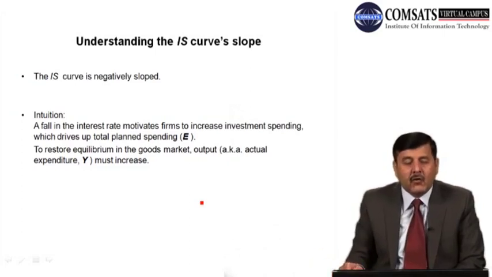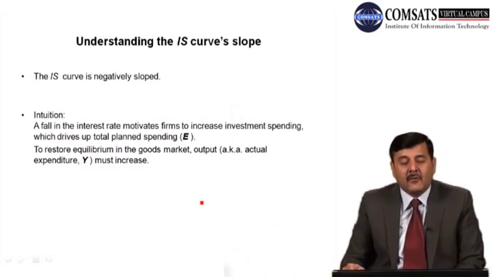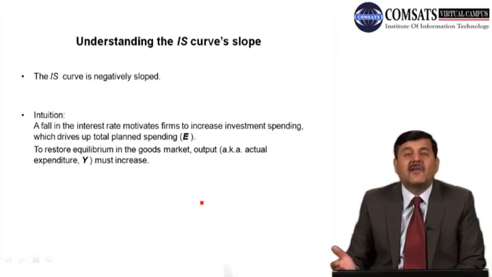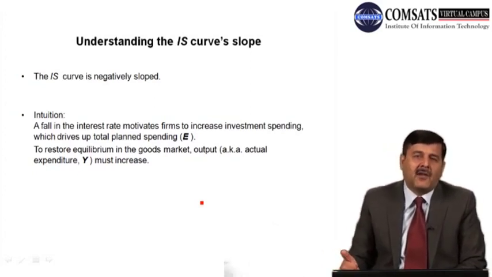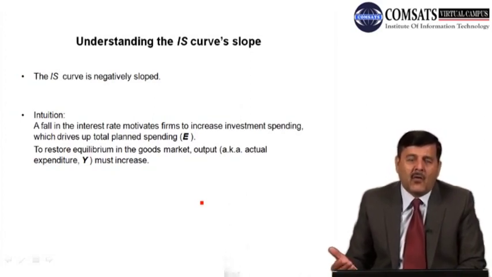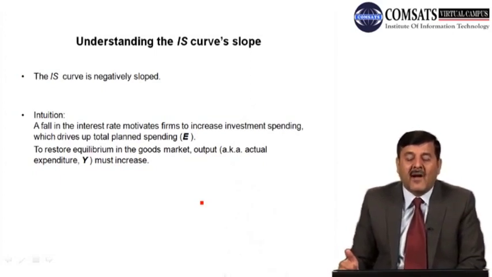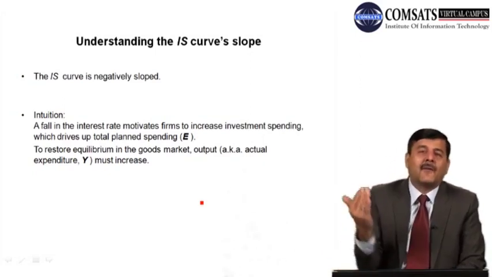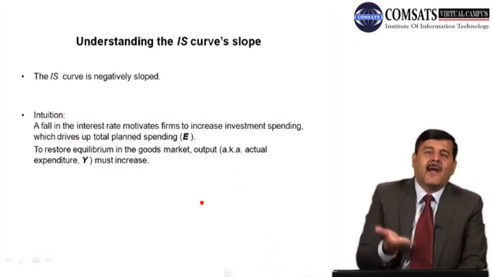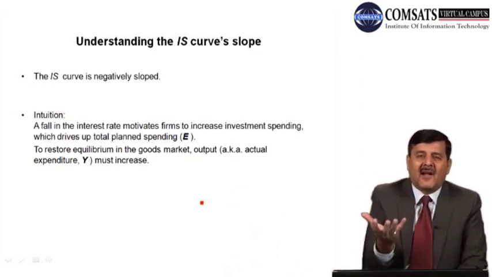Now, understanding the IS curve slope: the IS curve is negatively sloped. What is the intuition, or what is the logic? A fall in the interest rate motivates firms to increase investment. जब interest rate में कमी वाक़ होती है तो that motivates firms to spend more on investment projects, which drives up the total planned expenditure, जिससे total planned expenditure जो है वो बढ़ जाते हैं. To restore the equilibrium in the goods market, output must increase, income must increase. जब planned expenditure में इजाफा हुआ तो output को भी बढ़ना चाहिए, income को भी बढ़ना चाहिए, right? So this is the logic.